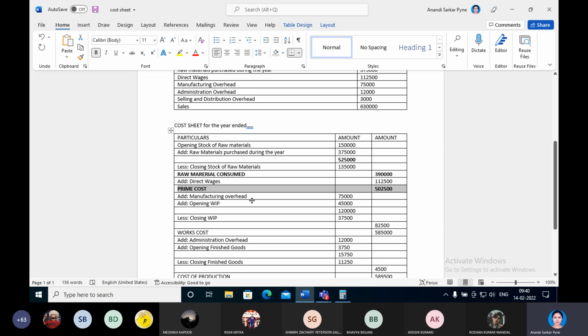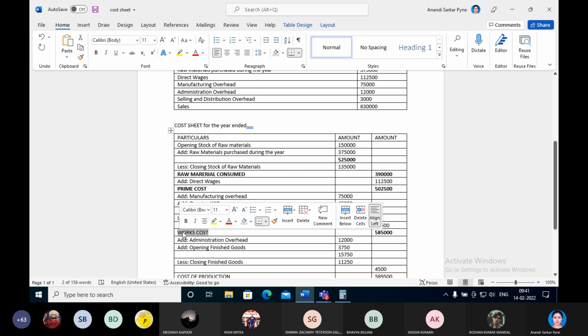Along with the prime cost, you're adding manufacturing overhead, opening WIP, and you're deducting closing WIP. So you can do it in this way. You add manufacturing overhead with opening WIP. What you get, you deduct with the closing WIP. What you get, you add it with the prime cost. So prime cost plus manufacturing overhead plus opening WIP less closing WIP, you get works cost.